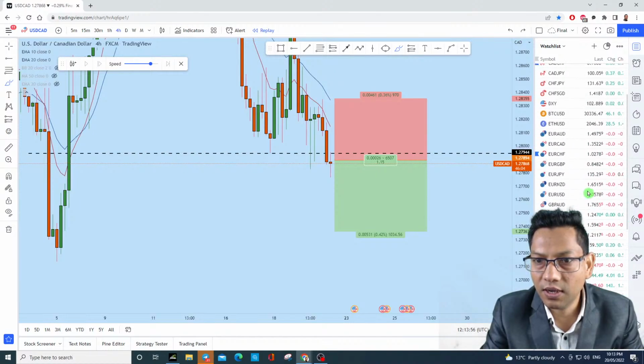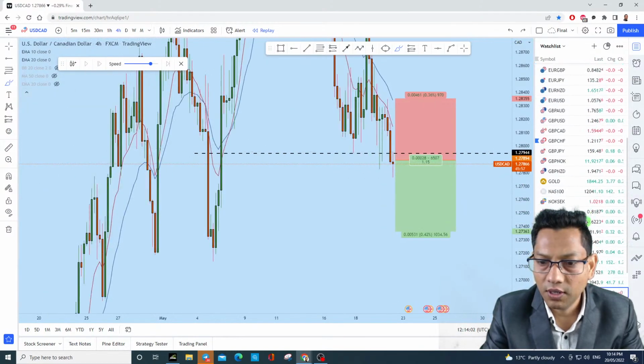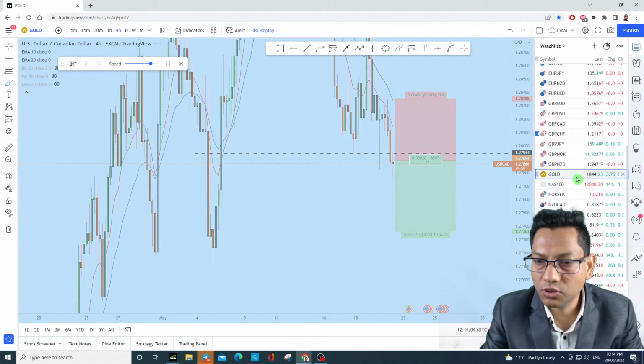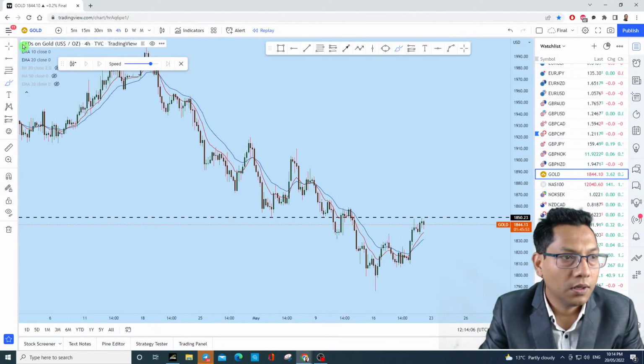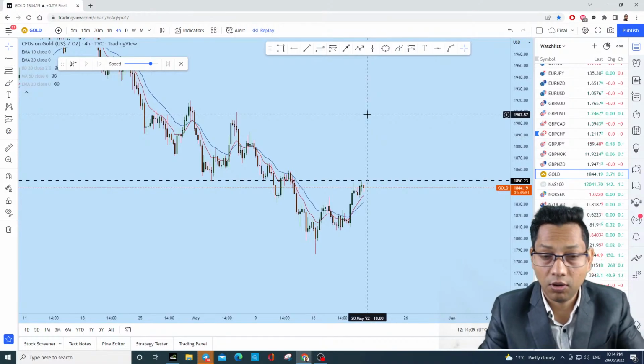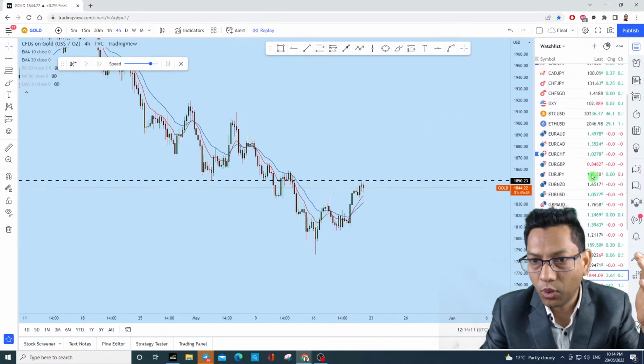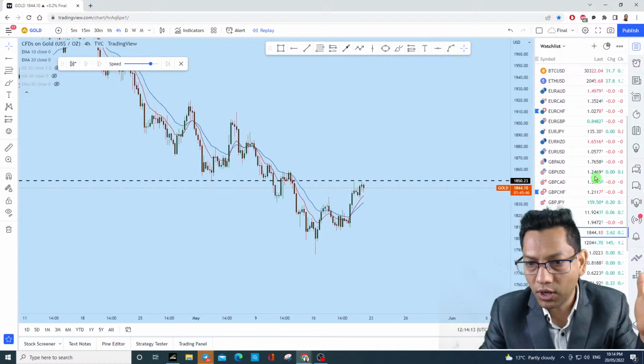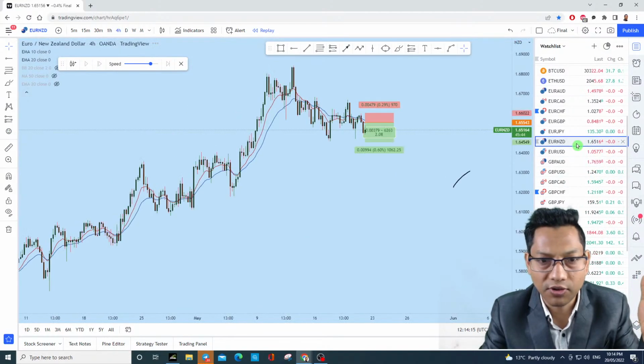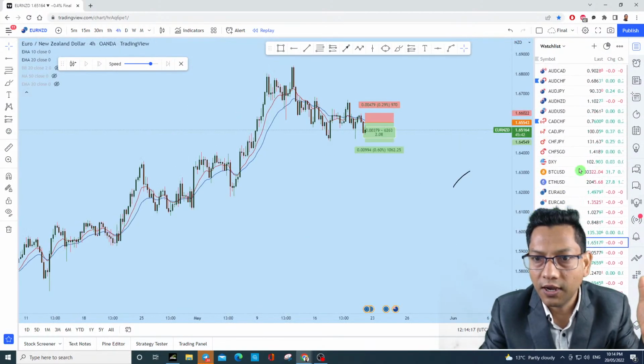So let's see what's happening with other pairs. Let's find out gold. Okay, so gold. See, I found only one trade, on USD CAD and Euro NZD. That one also we are trading to the short side. Let me tell you some other pairs.